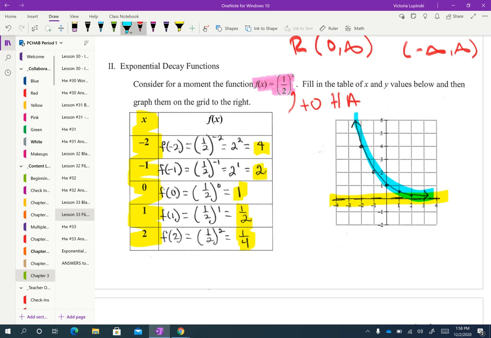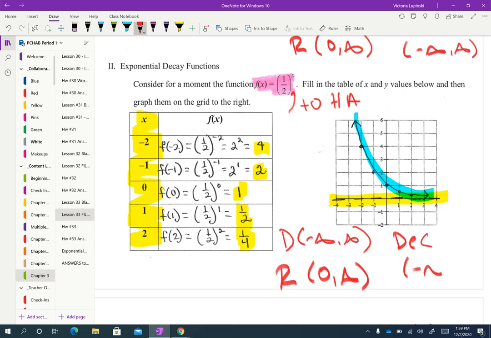If we're going to go ahead and add a couple other things, just like we did up top, the domain, no matter what exponential function you have, is going to be all the real numbers. The range in this case is also 0 to infinity. If I was to ask you, where is the graph increasing or decreasing, this graph would actually be decreasing the whole time, which would be from negative infinity to infinity.